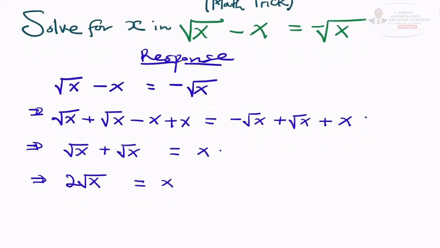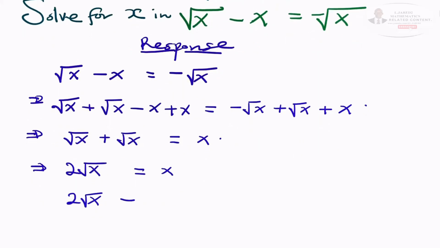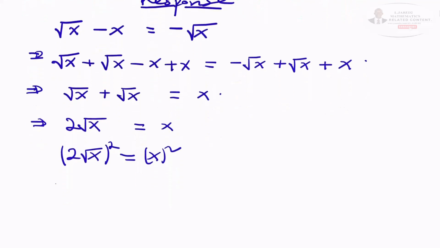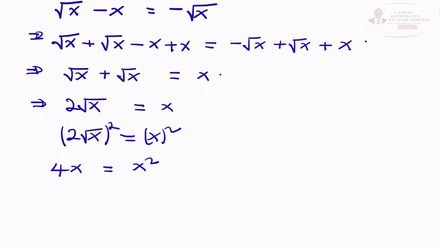From here we can square both sides of the equal sign. It means we are going to have 4 from the 2 squared, multiplied by our x. The square root of x squared gives us x, giving us x squared. From here we can form a quadratic equation: x squared minus 4x equal to 0. So this is a quadratic equation.